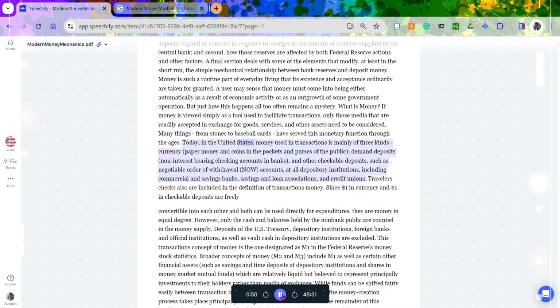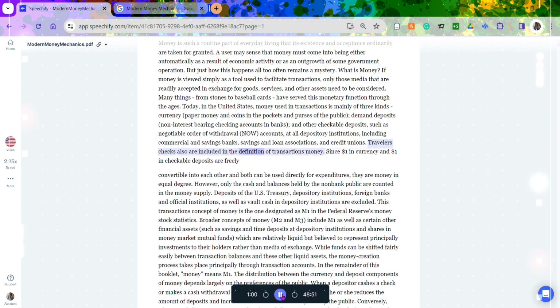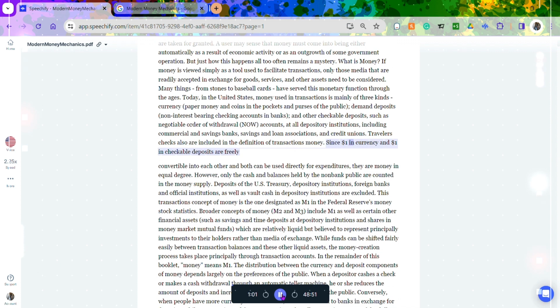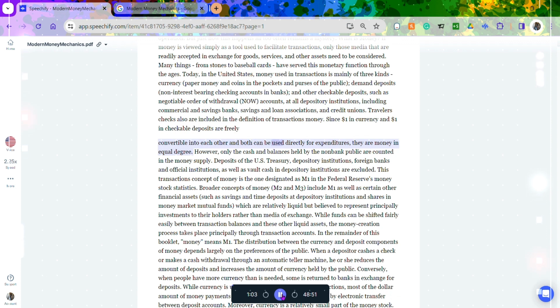Today, in the United States, money used in transactions is mainly of three kinds: currency, paper money and coins in the pockets and purses of the public; demand deposits, non-interest-bearing checking accounts in banks; and other checkable deposits, such as negotiable order of withdrawal, NOW, accounts, at all depository institutions, including commercial and savings banks, savings and loan associations, and credit unions. Traveler's checks also are included in the definition of transactions money. Since $1 in currency and $1 in checkable deposits are freely convertible into each other and both can be used directly for expenditures, they are money in equal degree.